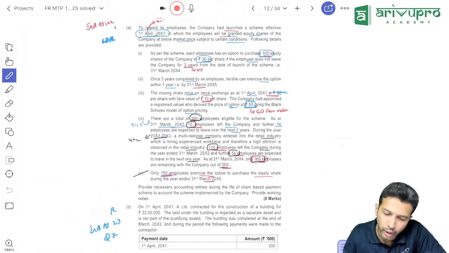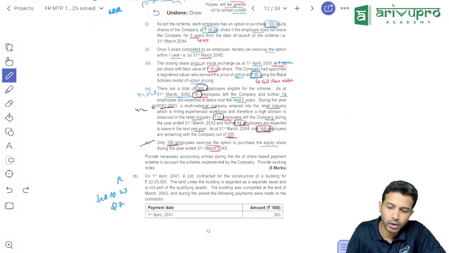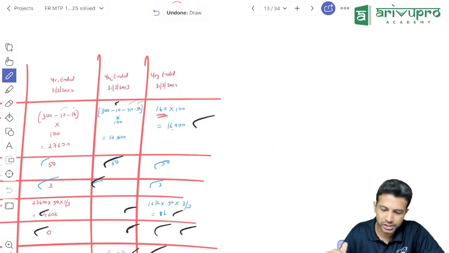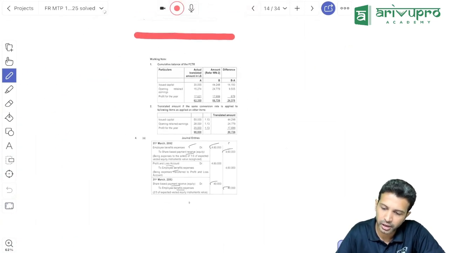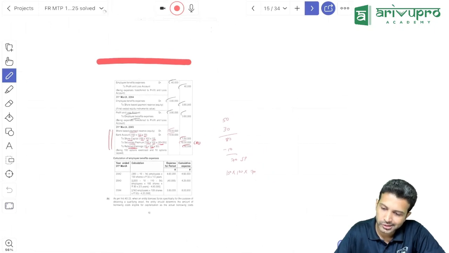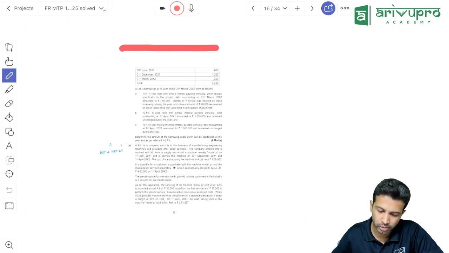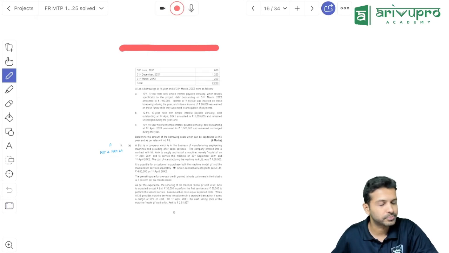Now question number 4B, as I told, is Ind AS 23 ka question number 7. This is a ditto, no change. Same, similar. Ditto question is there. Next, what is next one? Oh, 1 second.